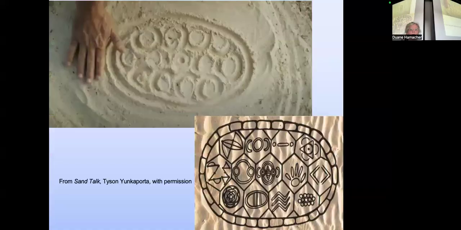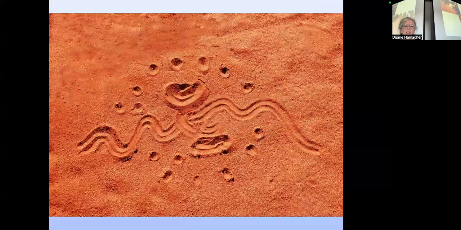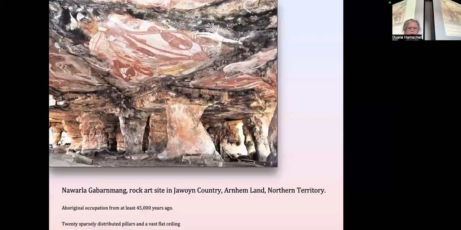Talking about Sand Talk, I'm not going to go on in detail because I'm going to run out of time. But artworks, we need to stop thinking of art as pretty. Art contains information. It's absolutely critical, restricted, because if it's not restricted, the designs, you will lose the information. That's up in Arnhem Land. I'm not going to try and pronounce anything because I can't.